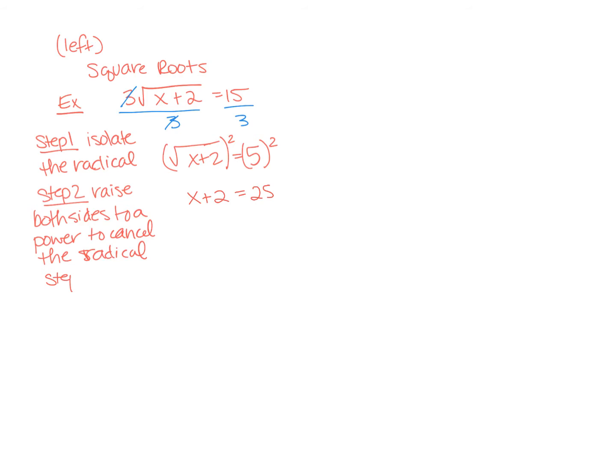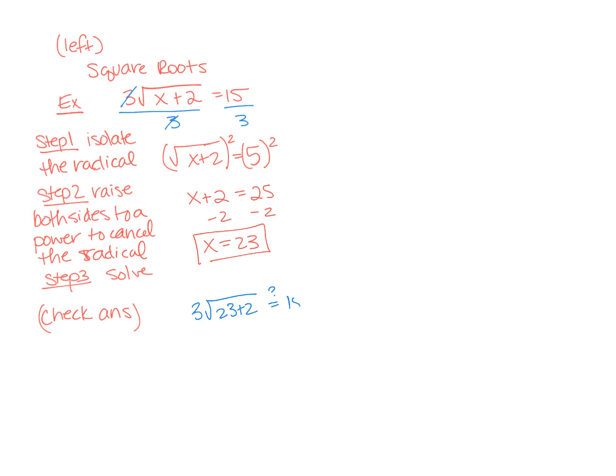Then step 3 is simply to solve. I'm going to subtract 2 from both sides, and I get x equals 23. Now you can check your answer by plugging in the 23 and seeing if you get the same thing on both sides. Is 3 times the square root of 23 plus 2 equal to 15? Well, 23 plus 2 is 25, and the square root of 25 is 5, and 3 times 5 is 15. I do indeed get 15 equals 15.